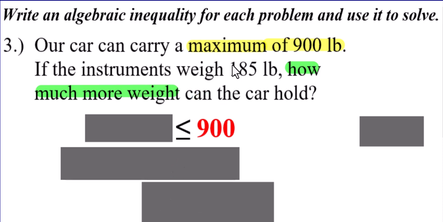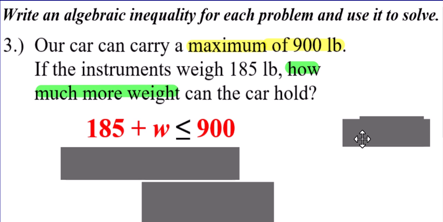So what do I do with the 185 and the W? Would I multiply them to get a total weight of 900? I don't think so. Would I subtract the weight of the instruments and the extra weight that the car can still hold to get 900 pounds? I don't think so. This is kind of like number 1, where the weights added together will give you the total maximum weight. So there you go. Write it down.